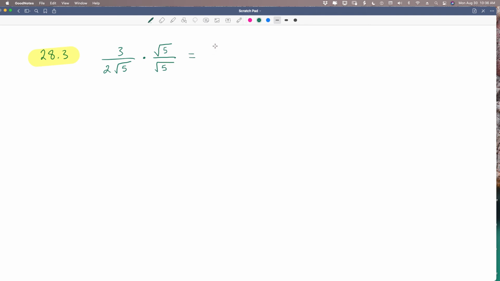And what we end up with is 3 times the square root of 5 here. And because the square root of 5 times the square root of 5 is 5, we end up with 2 times 5 here. So that ends up being 3 times the square root of 5 over 10. And we are able to see that as a real number now. And we have rationalized that denominator. Whenever we have a square root in the denominator, we want to get rid of it. So we want to try our best to rationalize that away.